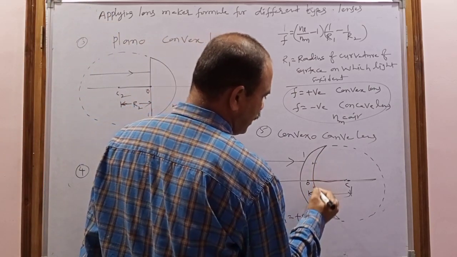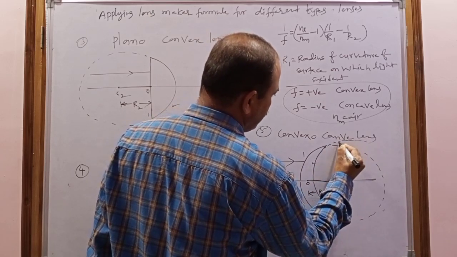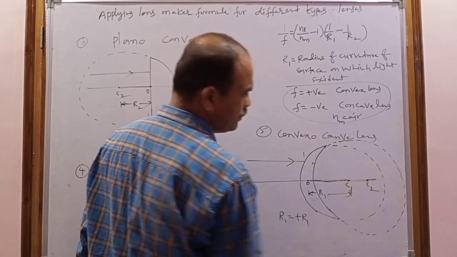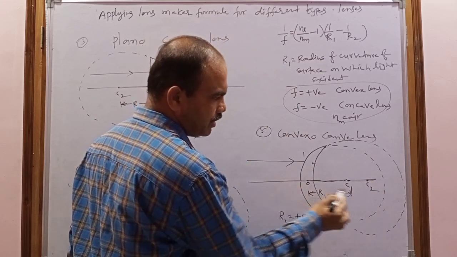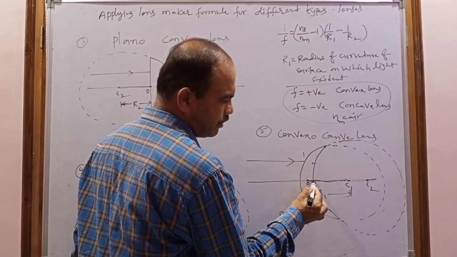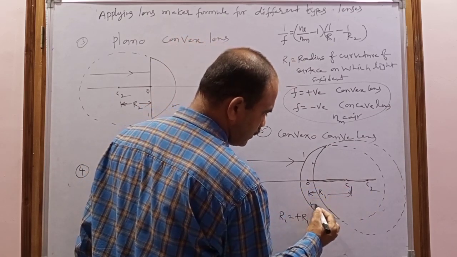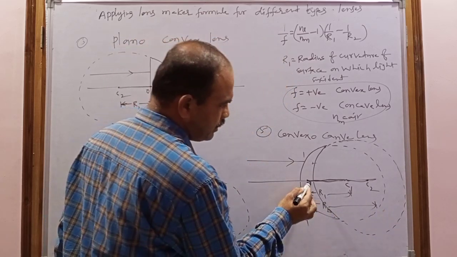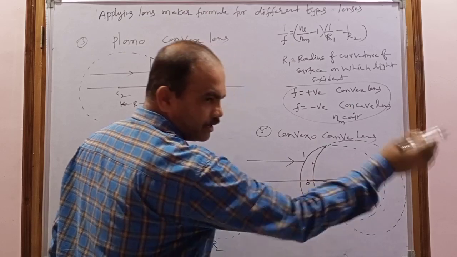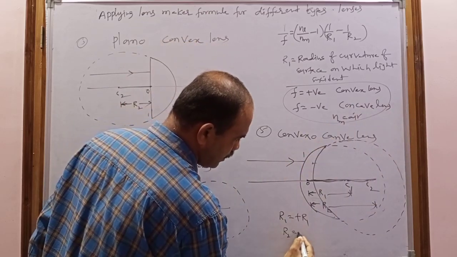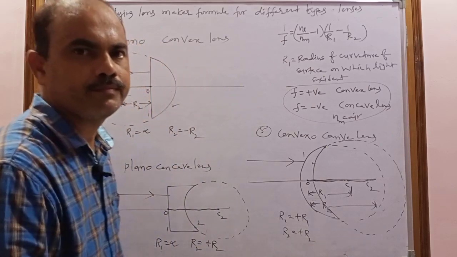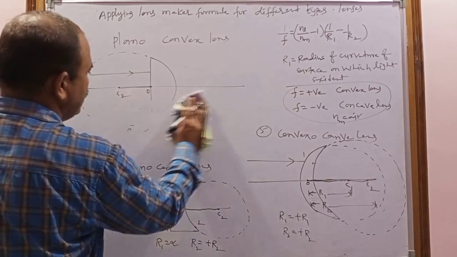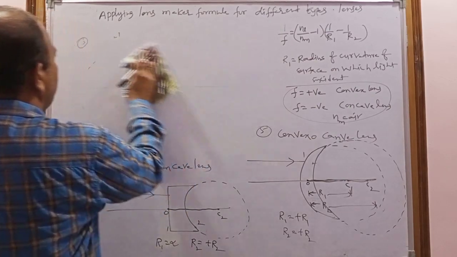And coming to R2, by taking the second curvature, when I draw the sphere, the center of the sphere will be considered C2. The distance from the optic center to C2 will be called R2. Again to measure R2, in which direction are you moving? In the direction of the incident light, so R2 is also plus R2. This is about the convexo-concave lens. And next, coming to the last one, the concavo-convex lens.